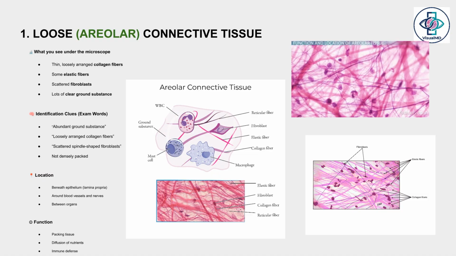Loose, or areolar, connective tissue has thin, loosely arranged collagen fibers and abundant ground substance. It functions as a packing tissue, aiding in nutrient diffusion and immune defense.